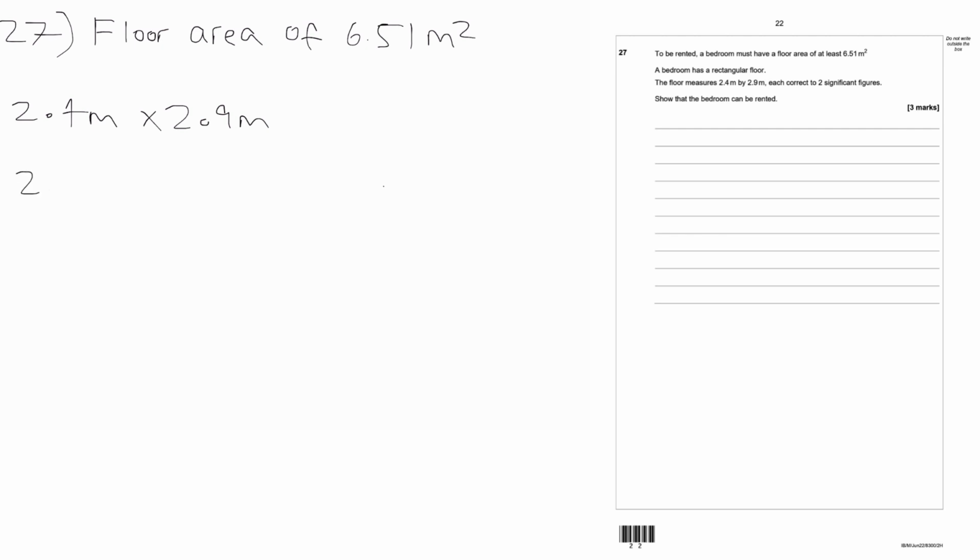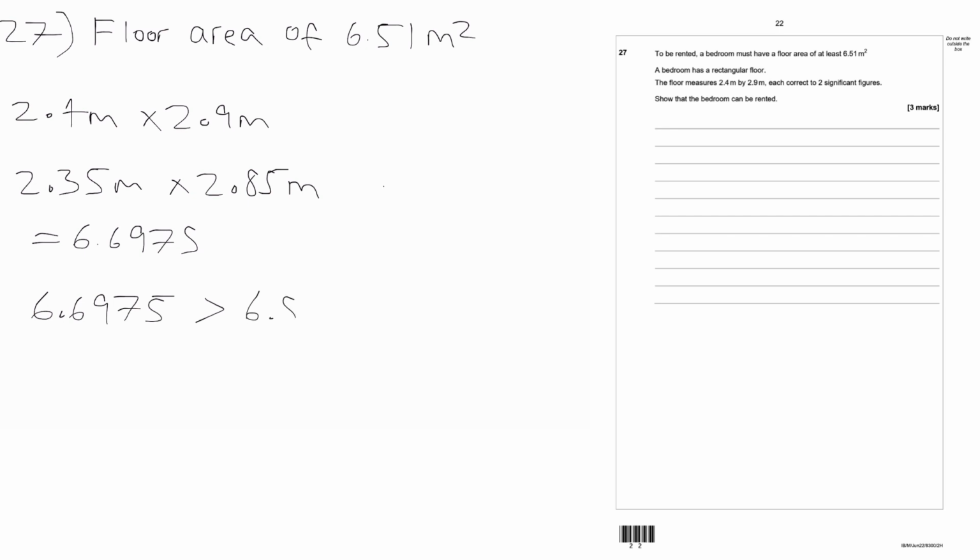So if we had the 2.4 meters, this could be 2.35 meters rounded up. Likewise, the 2.9 could be 2.85 meters rounded up. So this is the lowest interpretation of these two numbers based on the fact that they're correct to two significant figures. Now, if we multiply these two values together, we get 6.6975, and 6.6975 is pretty clearly greater than 6.51 meters squared. Therefore, the bedroom can be rented.